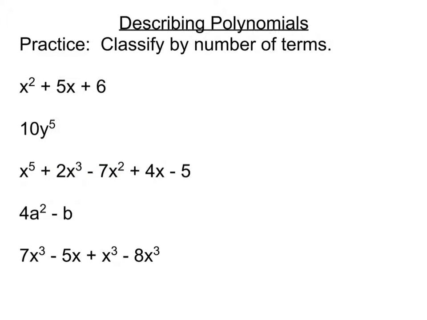All right, now to practice this idea, again, I'd like you to go ahead and please classify each of these polynomials based on their number of terms. So for that first one there, remember terms are separated by addition and subtraction, so I have a term here, a term here, and a term here. So you notice then I got a total of 3 terms. Therefore, this is a trinomial.